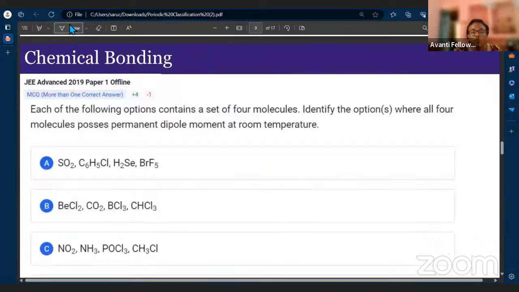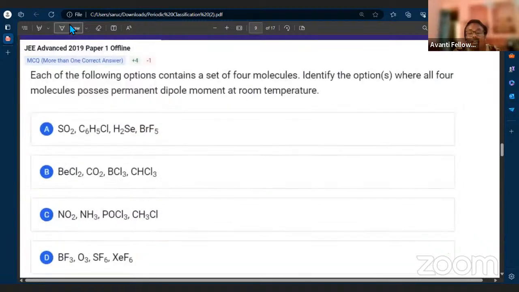Each of the following options contains a set of 4 molecules. Identify the options where all 4 molecules possess a permanent dipole moment at room temperature. So you have to find out the option which has a set of all 4 molecules possessing the permanent dipole moment. This is an MCQ, more than one correct. So among the 4, you have to be very careful while choosing the options. Okay, fine. Can you guess any options?